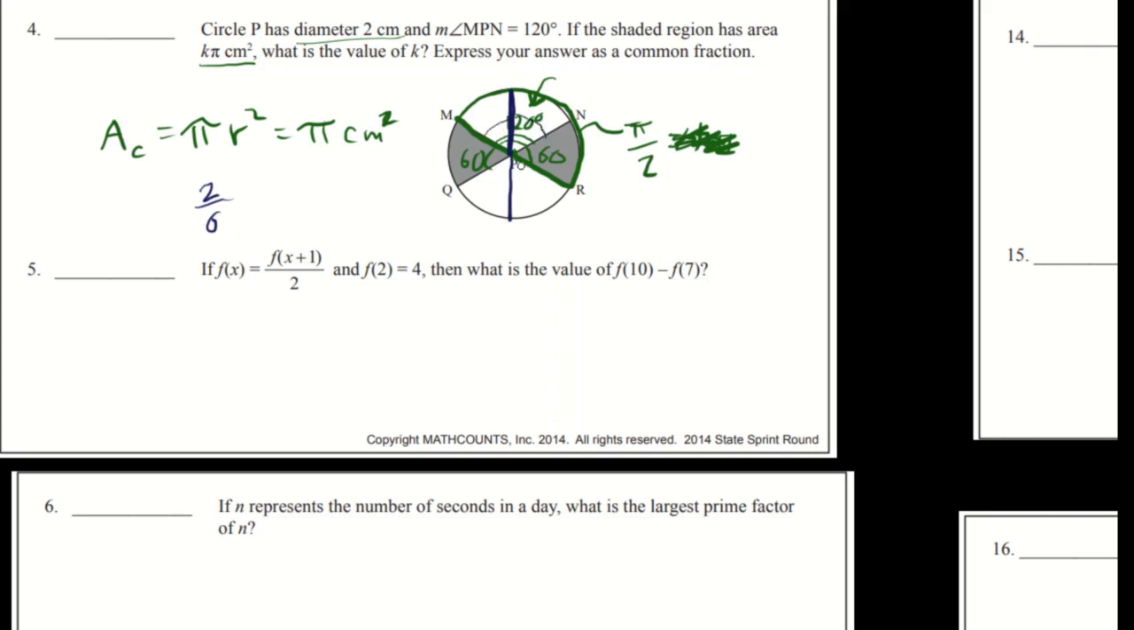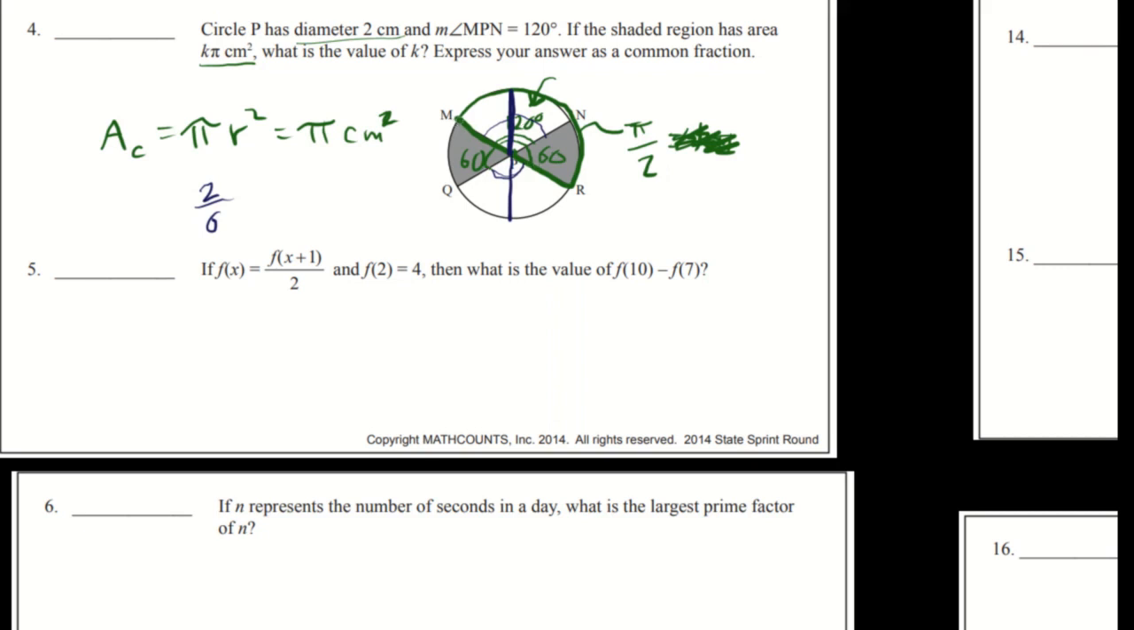Actually, do we know what this angle is here? That whole angle? It's 120. Yeah, it's 120. And there's two ways we could figure it out. We could either take 360 and subtract 120, and then subtract 60 and subtract 60, and it's got to be whatever's left, which will give us 120.